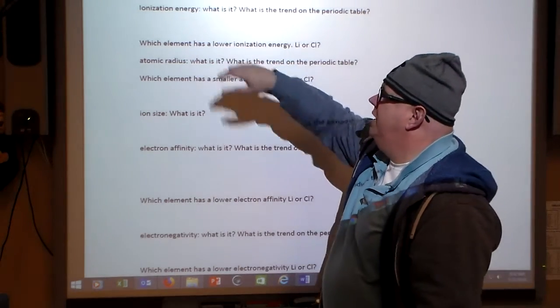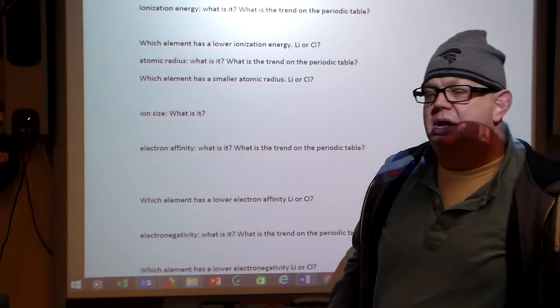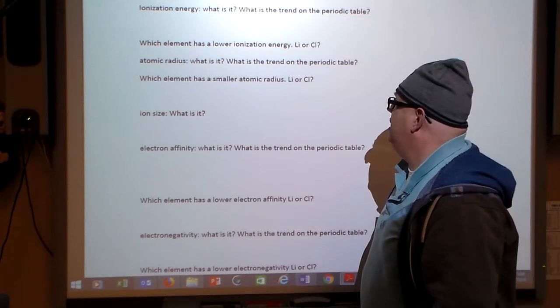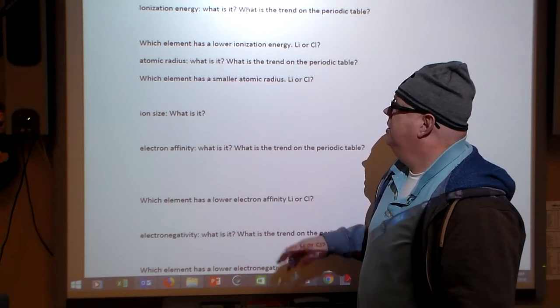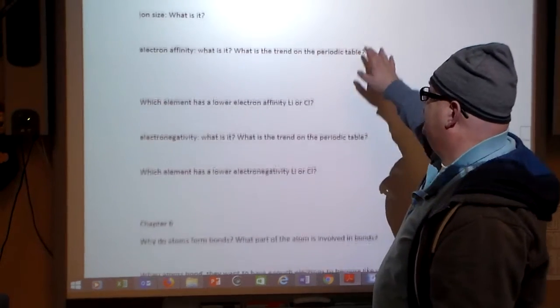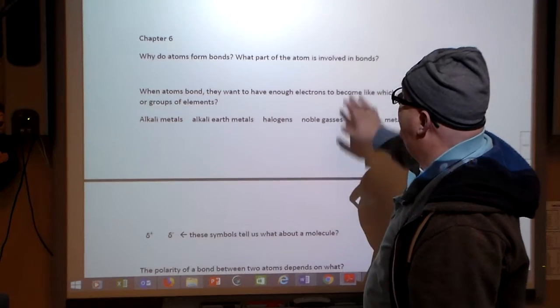Ionization energy, what is that? Remember, how much energy does it take to rip an electron out of an atom? You should know what the trend is, atomic radius. You should be able to tell about that. Electron affinity, electronegativity, we talked about that.